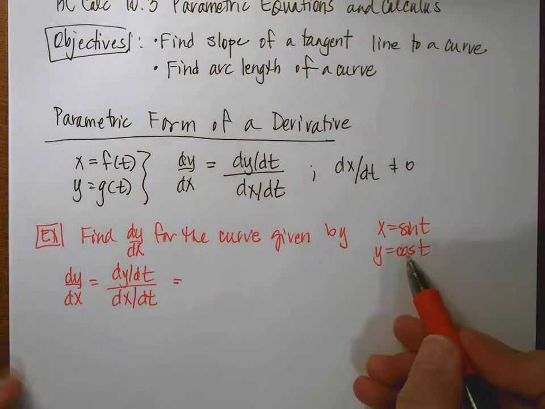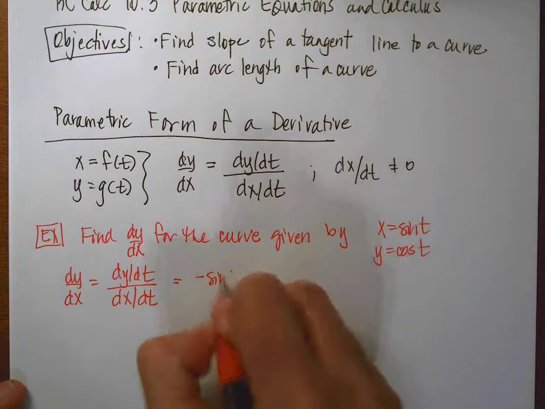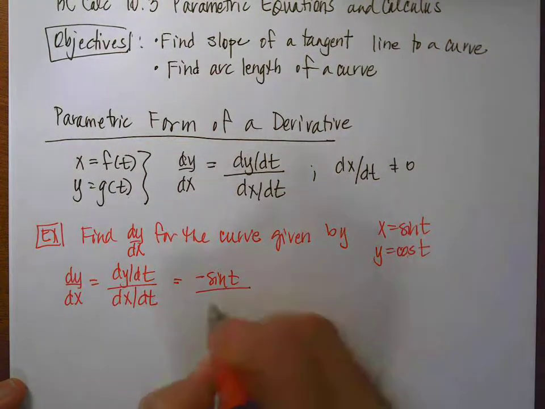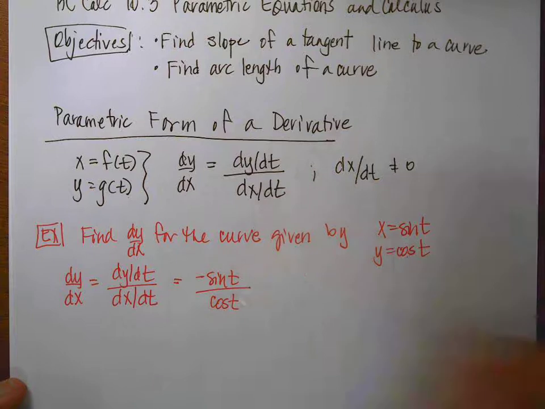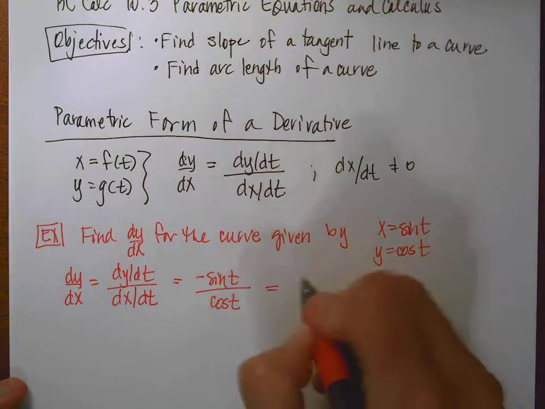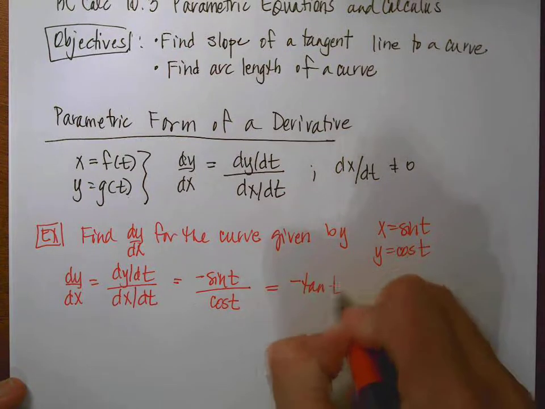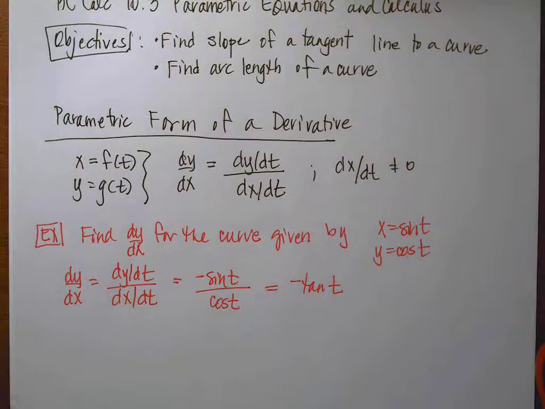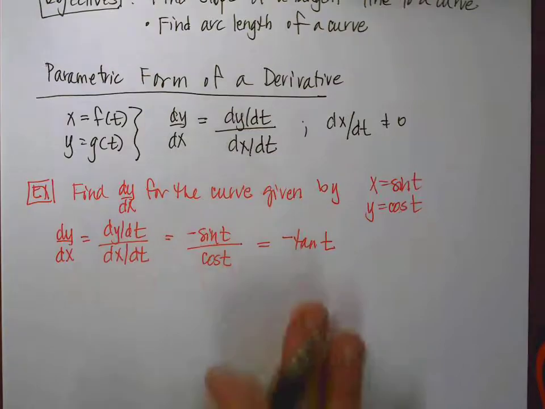So my derivative of cosine is a negative sine, and the derivative of sine is the cosine of t, and then this turns out to be a negative tangent of t. Well, that was pretty easy.